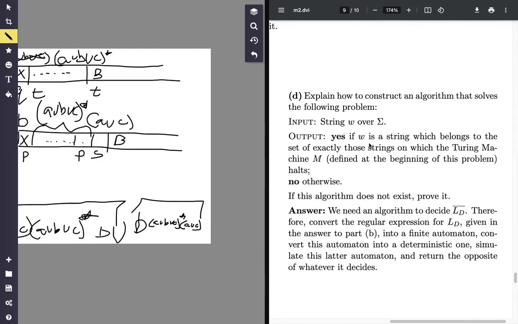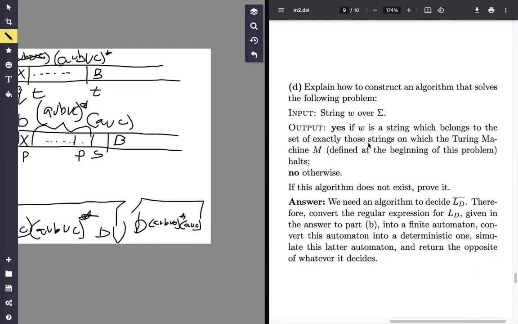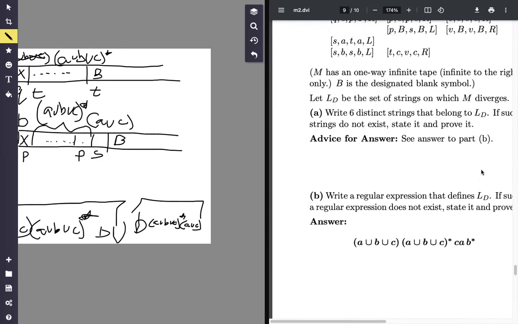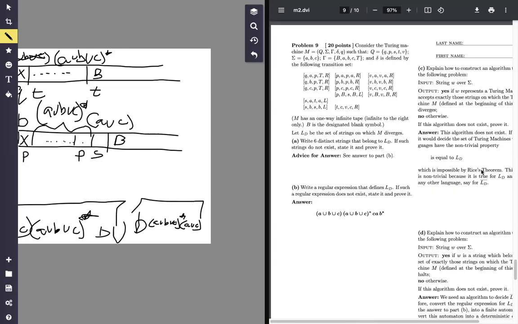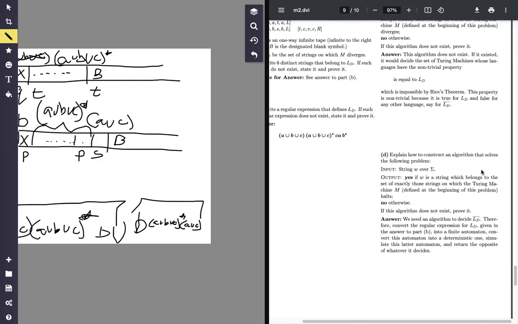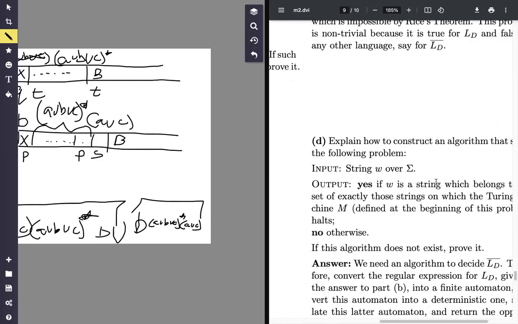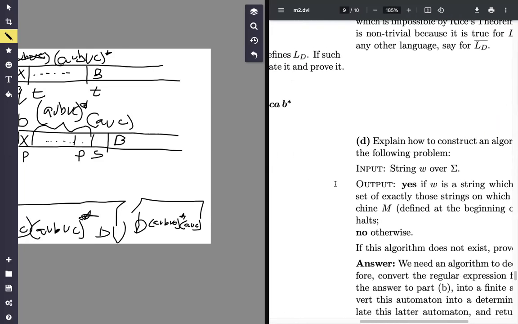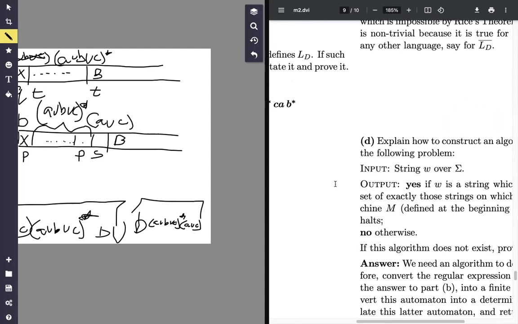Some of these are actually kind of easy to understand without theory. So this one says input of W over sigma. Yes, if input belongs to exactly those strings over a Turing machine M, defined at the beginning of this problem, else otherwise. This only exists if L diverges is null. Wait, do you need Rice's theorem for Turing with no final state? No, not really.